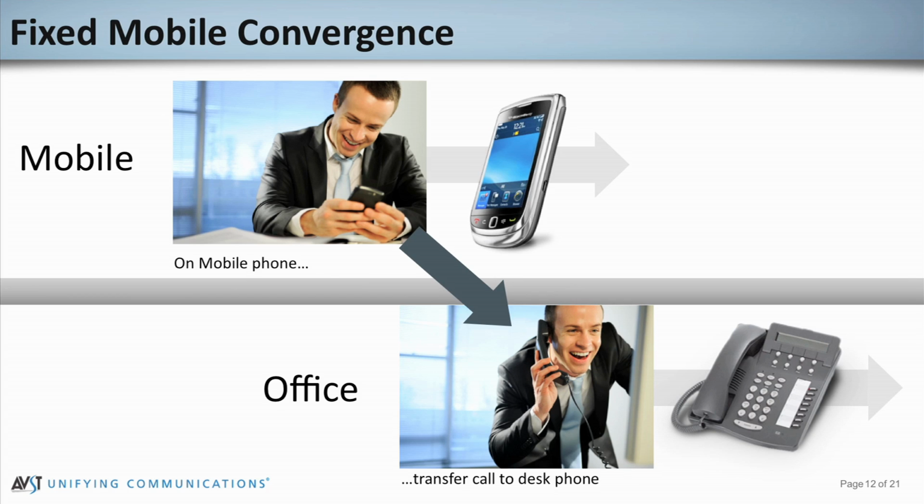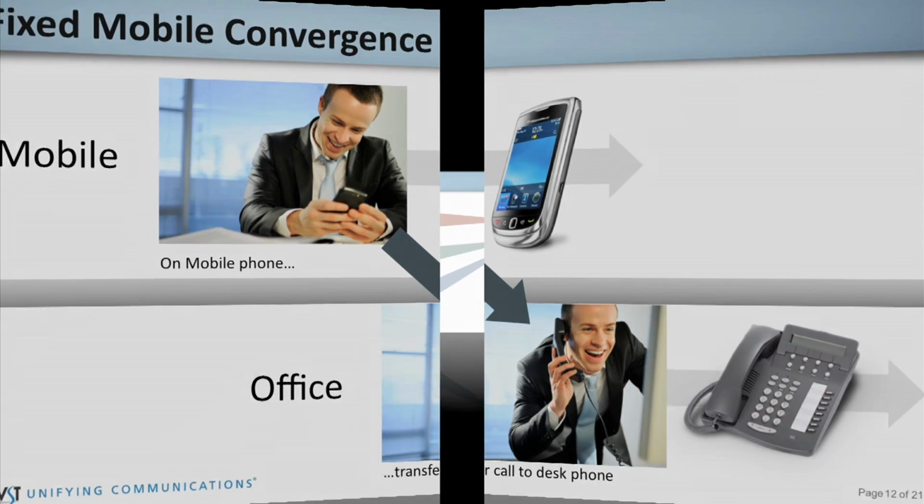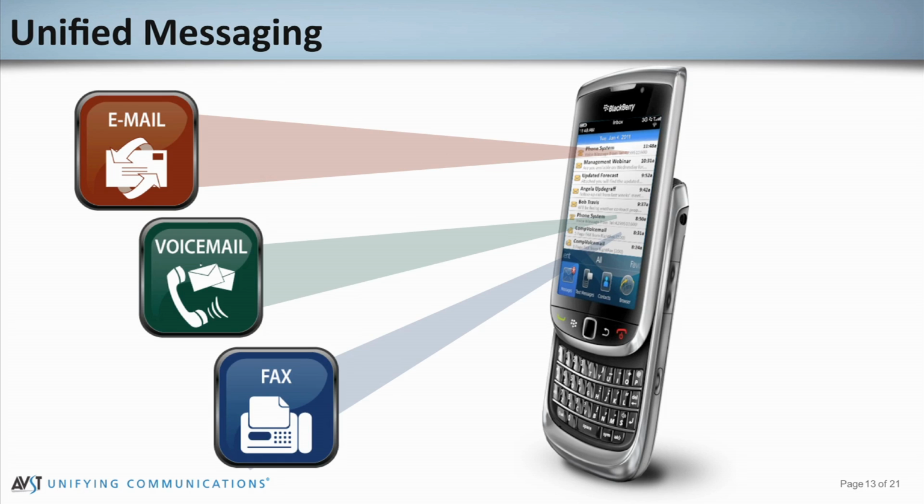So fixed mobile convergence not only lets you support all these devices, but it lets you move calls back and forth between them as appropriate. And of course, unified messaging on mobile devices is perhaps the UC app that's been around the longest. The ability to get your email messages came very early in mobile devices. Very powerful tool. The number of people who check their email on a regular basis on their mobile device is extremely high.